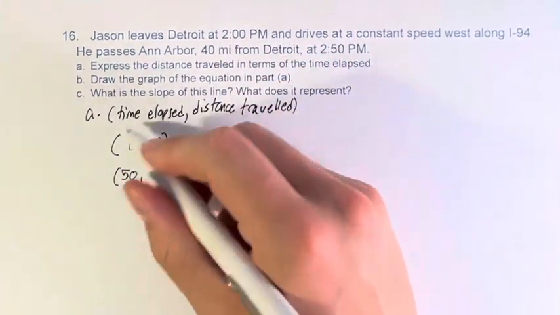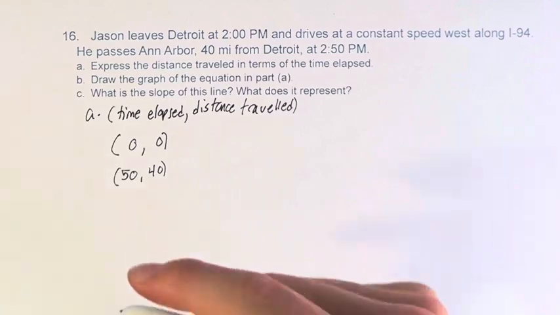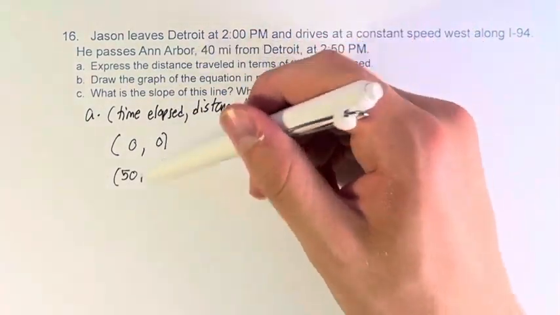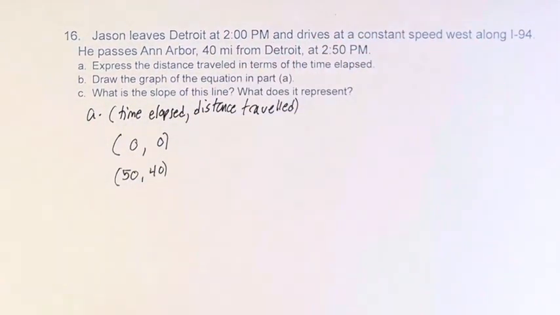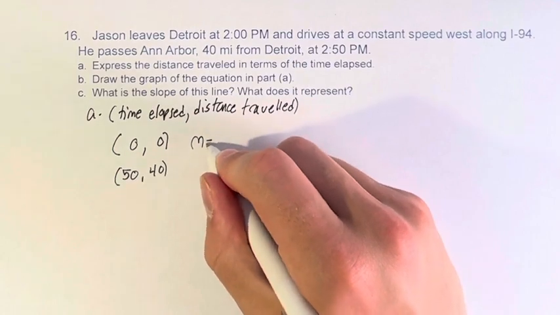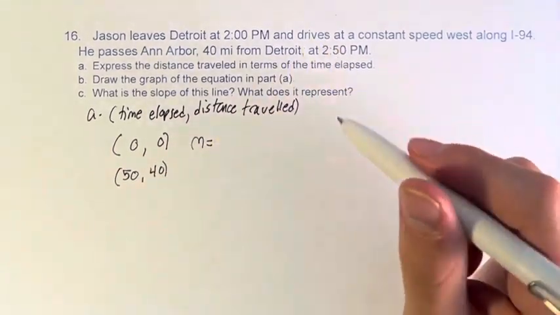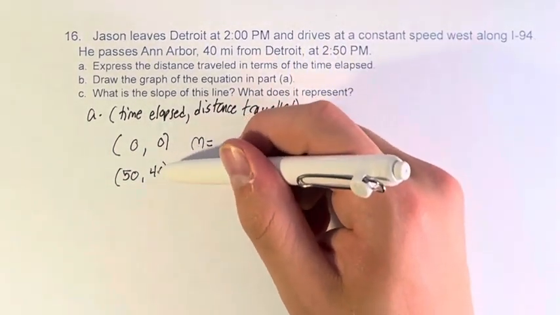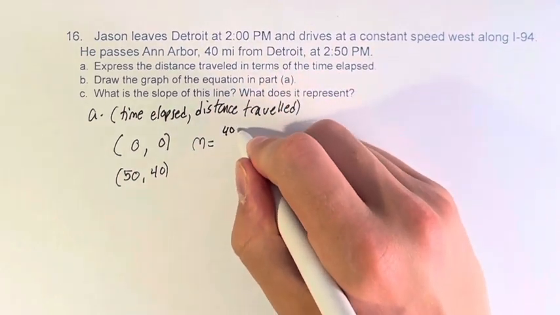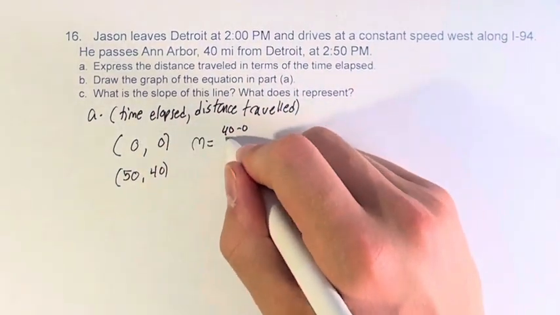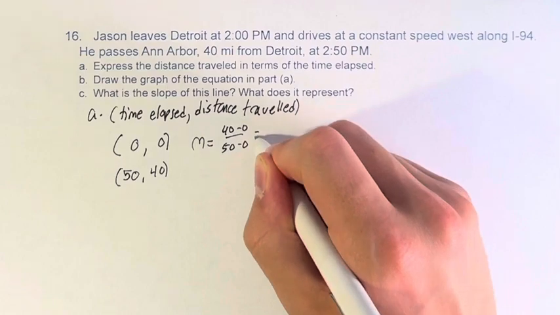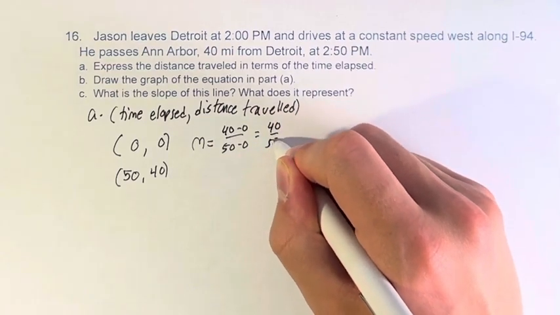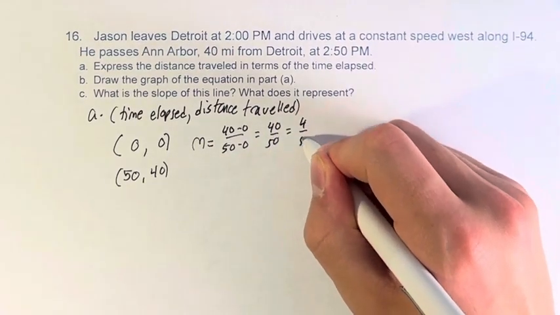So we have these 2 points, so we can now create a function that expresses the distance in terms of the time elapsed. So the slope of this function is going to be the change in y, 40 minus 0, over the change in x, 50 minus 0. This is equal to 40 divided by 50, or 4/5.